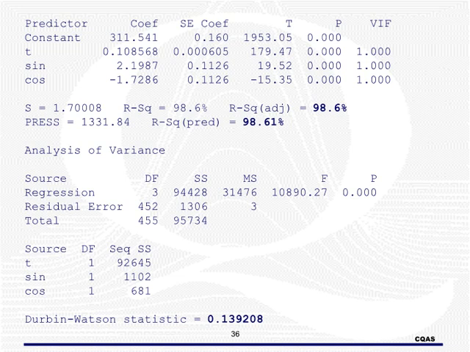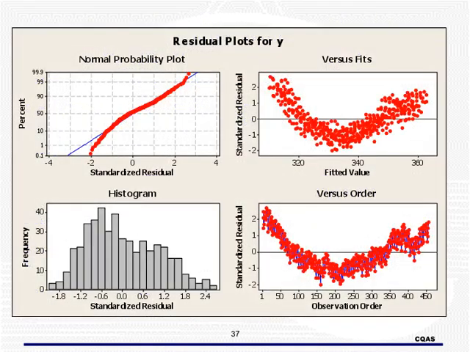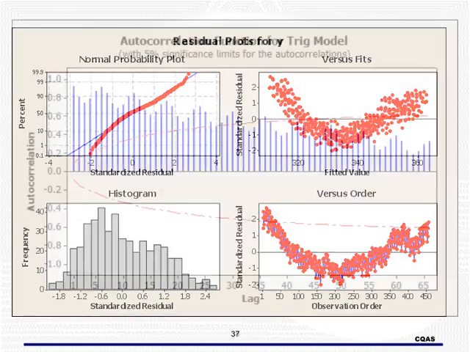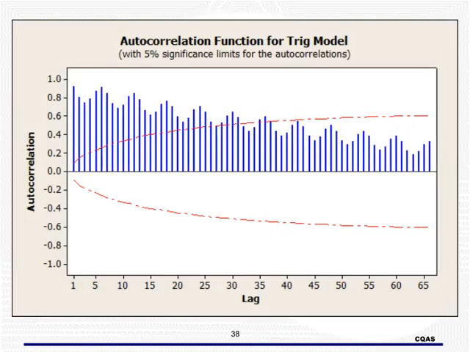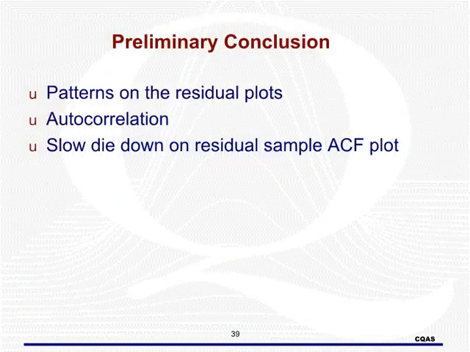The DW statistic is again small. The residual plots show patterns very similar to what we saw using dummy variables. Again, we are seeing the slow die-down pattern for the residual sample ACF plot. Based on the size of the DW statistic, again not near 2, and the patterns on the plots, we should assume that the model is not adequate and autocorrelation is present.